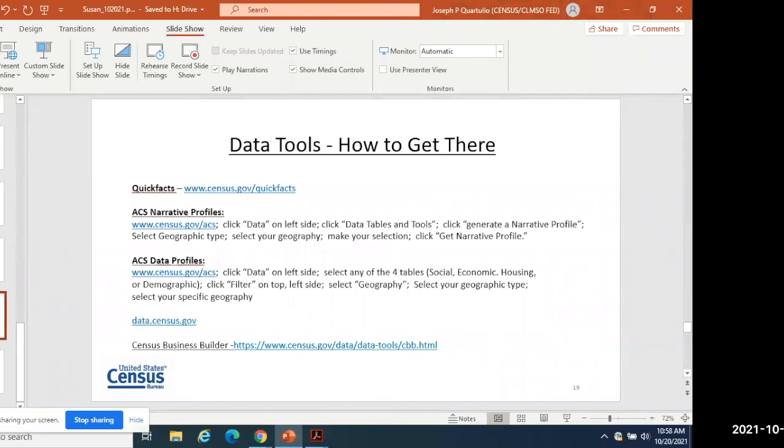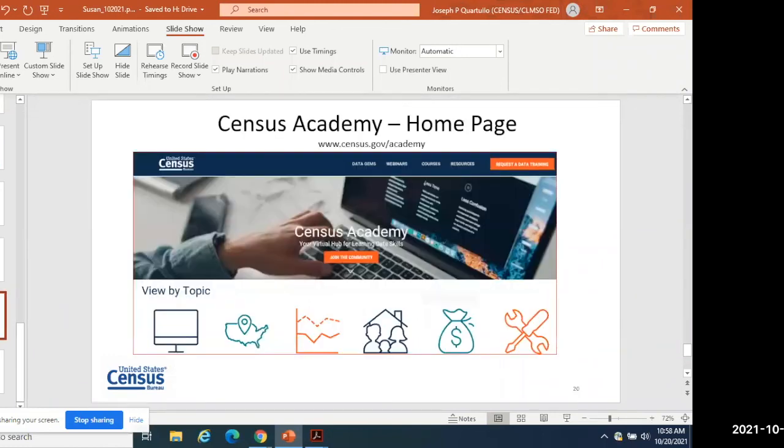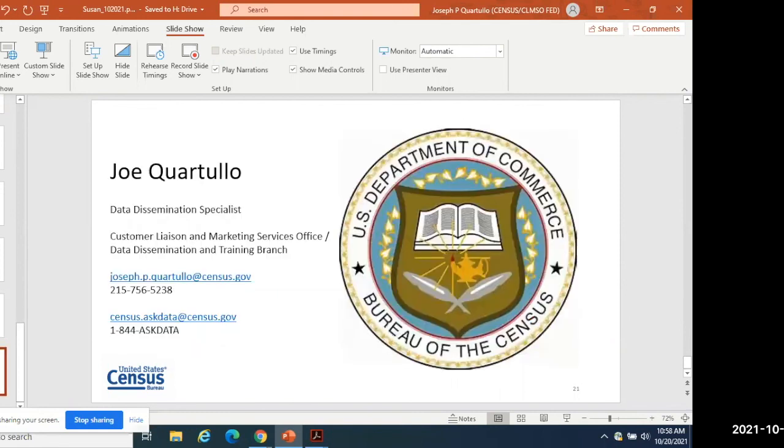One other thing I want to say, a lot of this, we have something called Census Academy. I don't know if Susan plans to mention this, but a lot of the things that I'm speaking about today are in here. There's pre-recorded webinars. There's video clips similar to YouTube, 3 and 4 minute clips, how to do this and that. And Susan, I want to turn it over to you if you want to have any final comments.